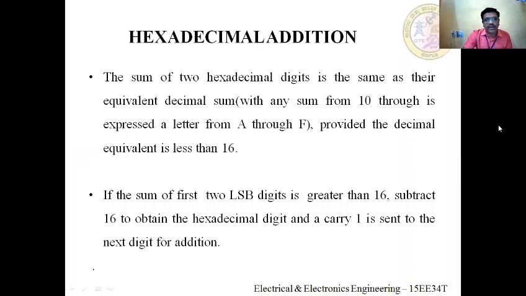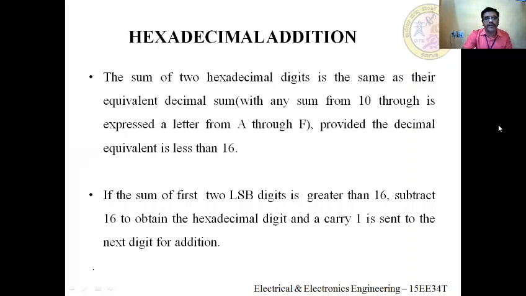First, the given hexadecimal numbers are converted to decimal. Then addition is done in decimal, and after that step, the decimal equivalent is converted to hexadecimal, and finally the answer is written. So, hexadecimal addition: the sum of two hexadecimal digits is the same as their equivalent decimal sum, with any sum from 10 through 15 expressed as a letter A through F, provided the decimal equivalent is less than 16.